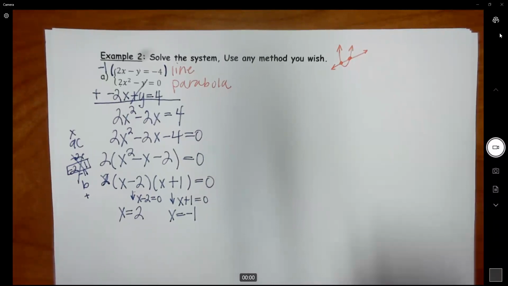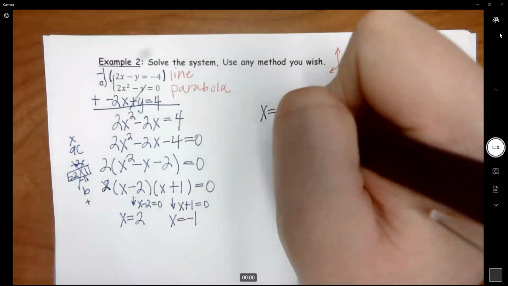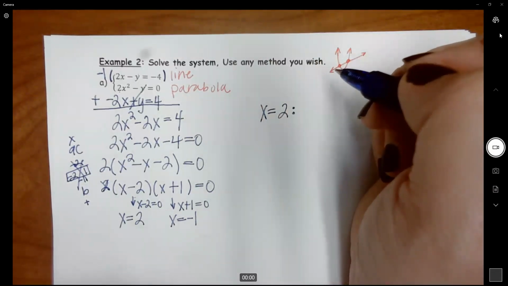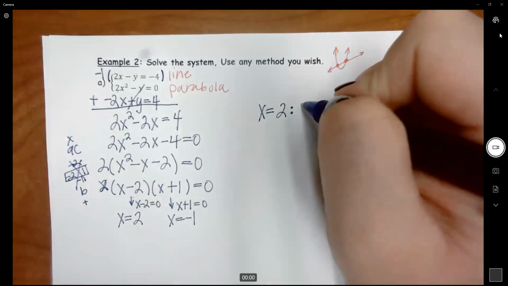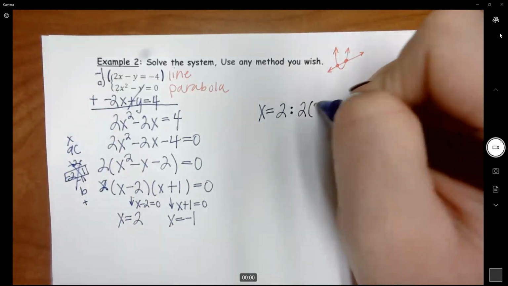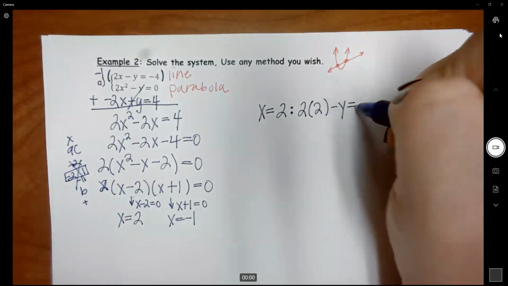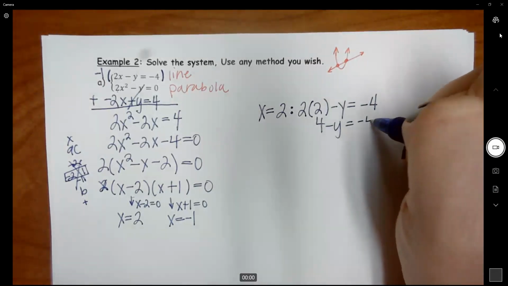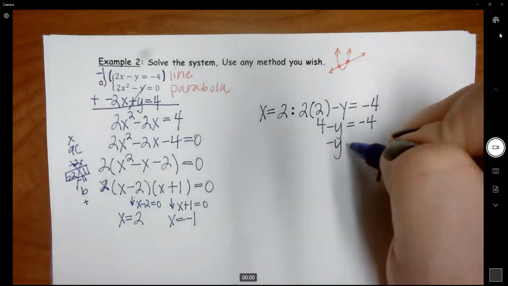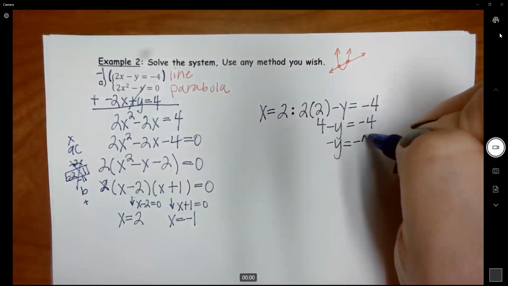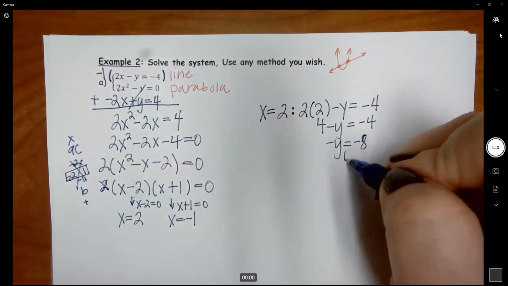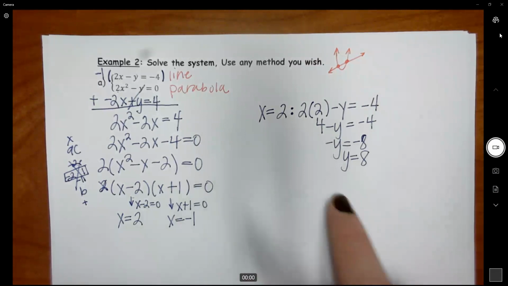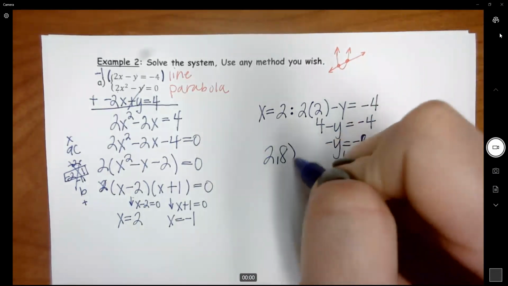So plug it in. Let's go with x equals 2. And if I plug it into the top one, we get 2 times 2 minus y equals -4. So this is 4 minus y equals -4. Subtract your 4 to get -y equals -8. And then divide by -1 to get y equals 8. So this ordered pair is (2, 8).